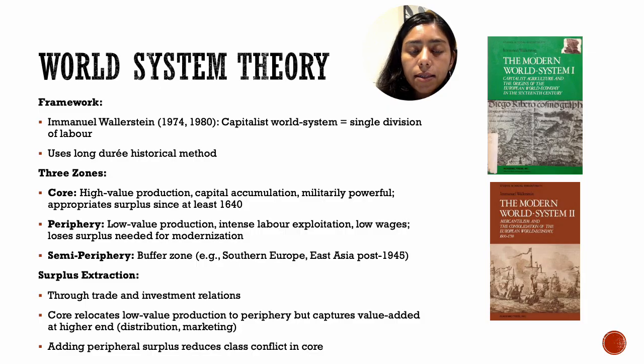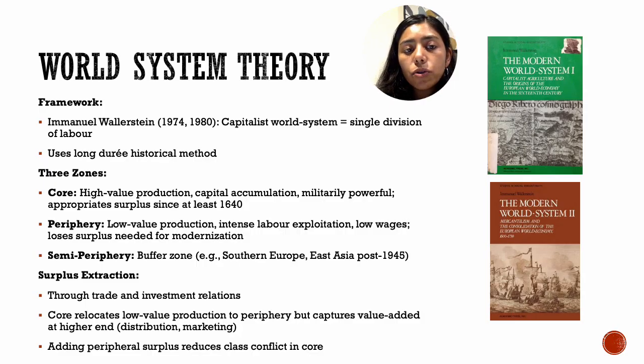Now, the main theorist in this framework was Immanuel Wallerstein, who produced several volumes of his theory, and he argued that the core areas have, since at least 1640, specialized in higher value production and appropriated a surplus from the periphery and semi periphery. In terms of the post 1945 era, Wallerstein suggests that a new semi periphery had developed in southern Europe and East Asia, which acted as a buffer between core and periphery.